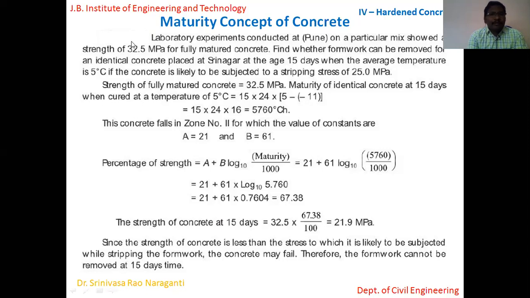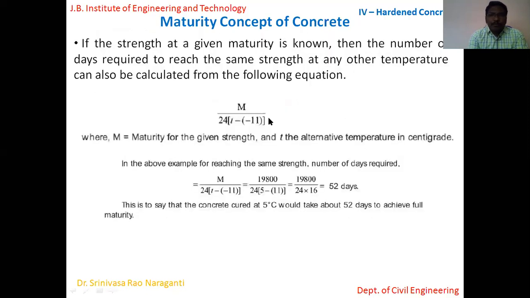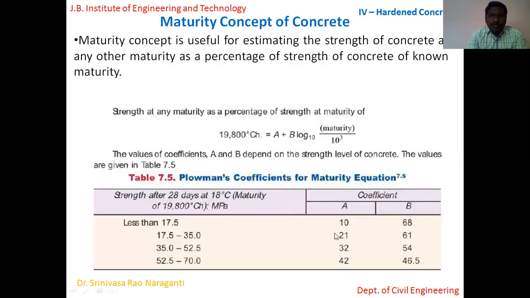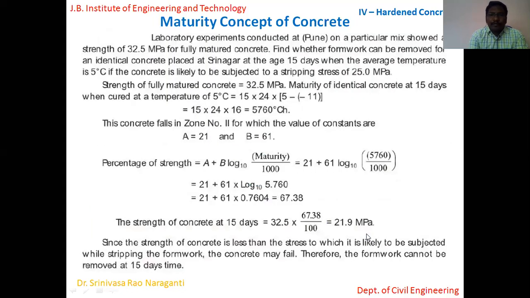Now, if you look at the strength of the concrete, 32.5, it comes under zone 2. So the A value is 21, the B value is 61. That's how we take it. So I take the A value as 21 and B as 61.